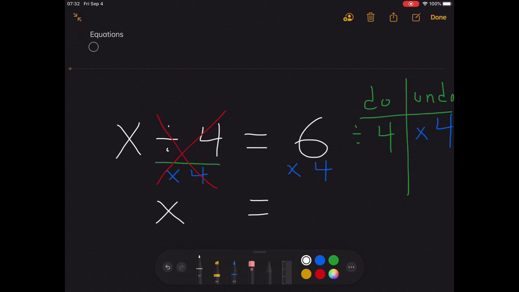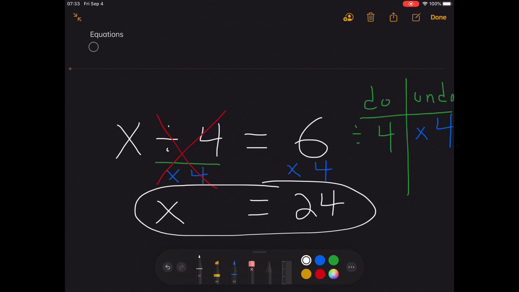So now I've got x by itself on the left side, and on the right side, all I need to do is 6 times 4 in this case, which would give me, of course, the simple answer of 24. And now I have a solution for this equation, which is that x equals 24. And that's basically what needs to happen for a one-step equation. One method is this do and undo chart. I really like it because it helps you organize your thoughts.